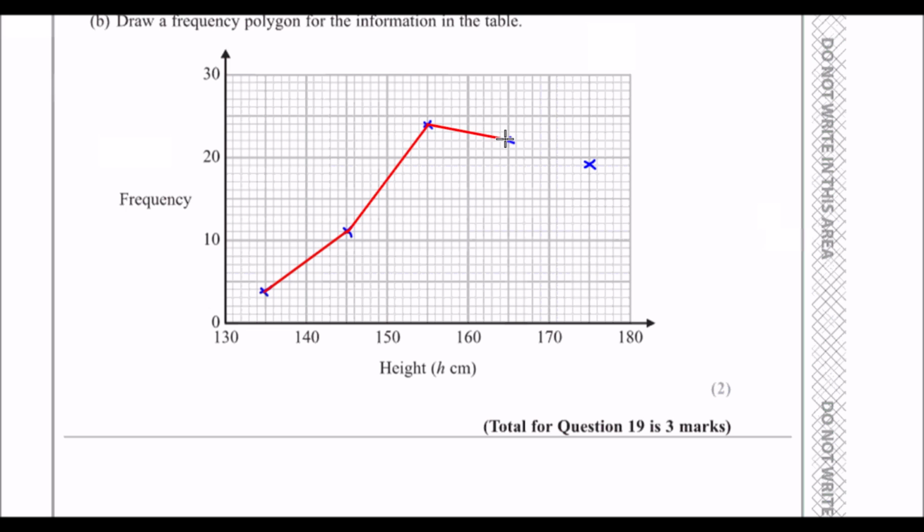And I'm just joining up all of these points with a straight line, with a ruler, a straight line, not a curved line, a straight line connecting all of the points, and that is a frequency polygon.